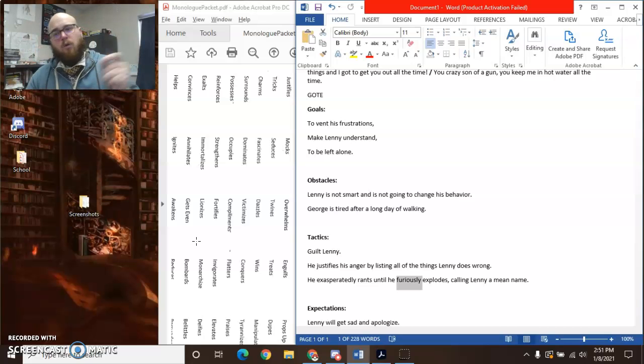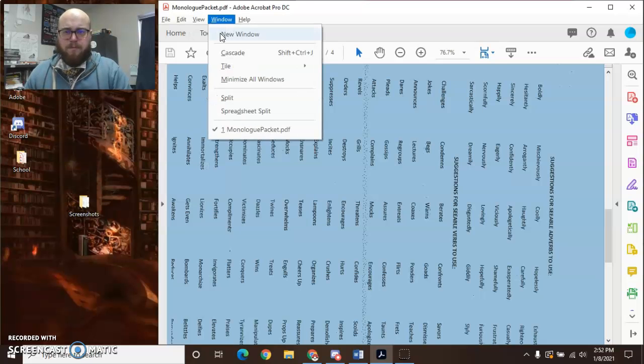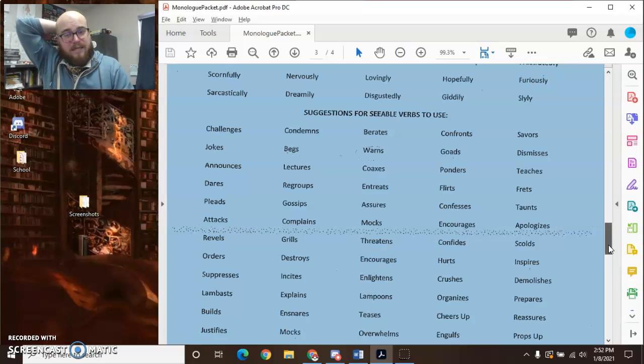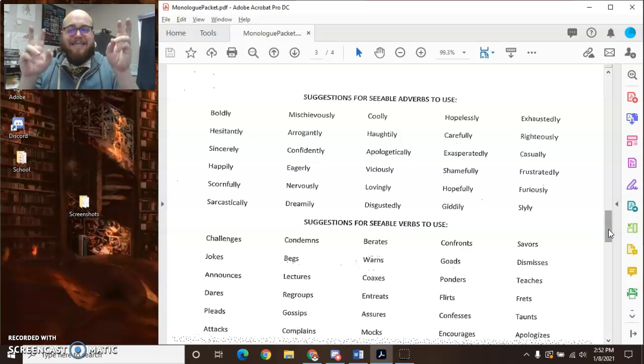Now, if you're looking for good words to use here to help you show a really good, visible emotion, I want you to go back to the monologue packet. Now, we've rotated it, if you were following along earlier. So to fix that, remember, go to View, Rotate View, and this time I'm going to hit counterclockwise. These are a complete list of very good, seeable verbs. If I'm sitting here right now doing this on stage, what am I doing? You can't tell because it's not very visible.